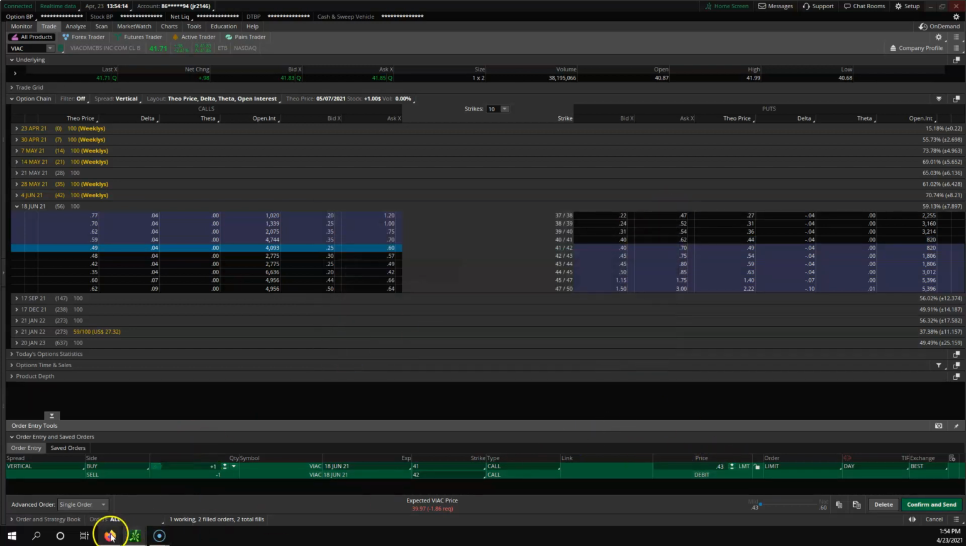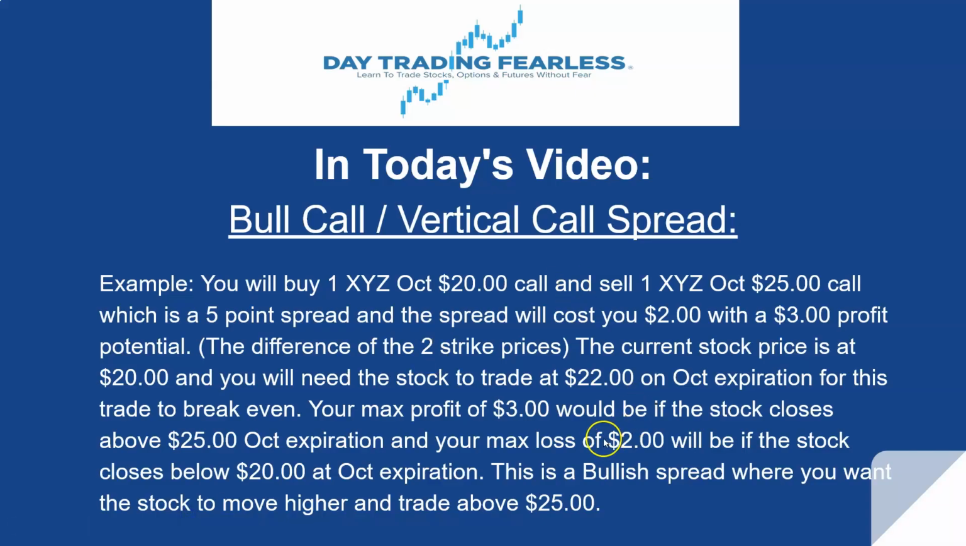So going back to this, as long as we close above $25, we will keep the full $3. Now, if we close at $23, going back to this, we paid $2, but we're at 23, our break even's 22 plus $1 extra, we will make $100 on that trade. So that is what a bull call, vertical call spread is.